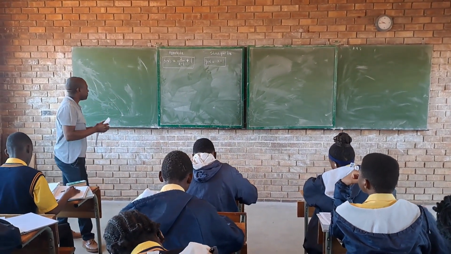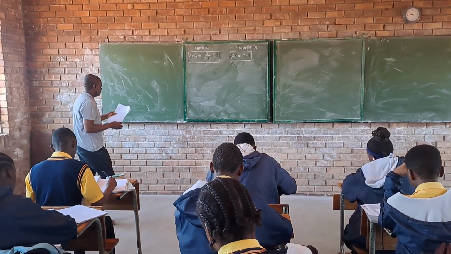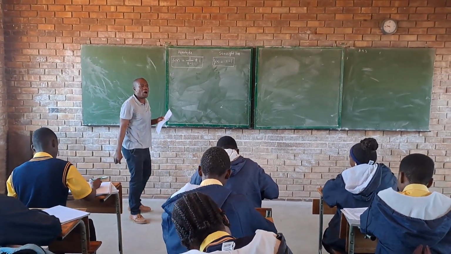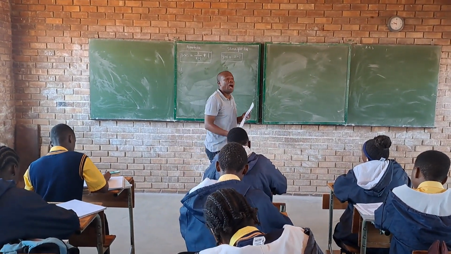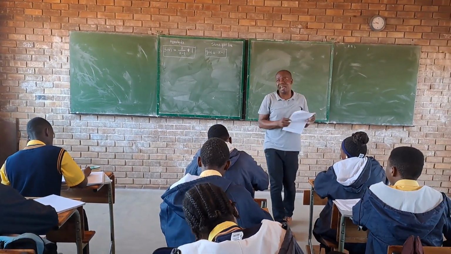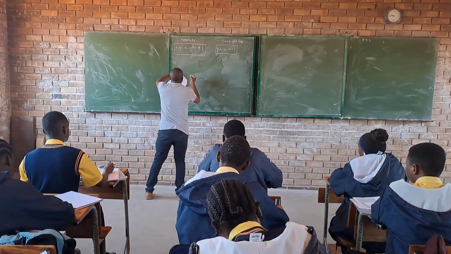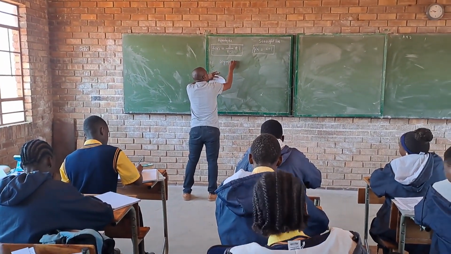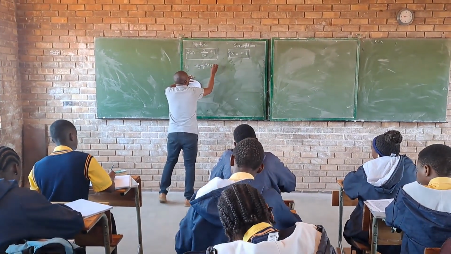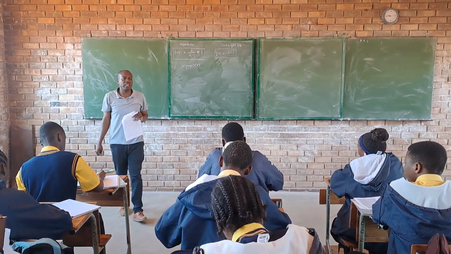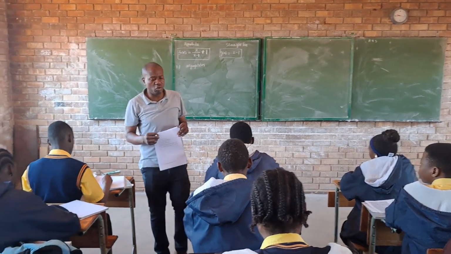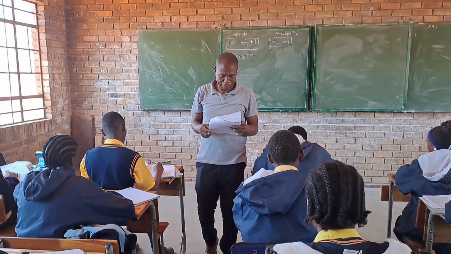What is the first question? Write down the equations of the asymptotes of f. So it means now we want to write down the equations of the asymptotes. Are we together? And we know that a hyperbola has how many asymptotes, ladies and gentlemen? 2 asymptotes. The vertical asymptote and the horizontal asymptote.